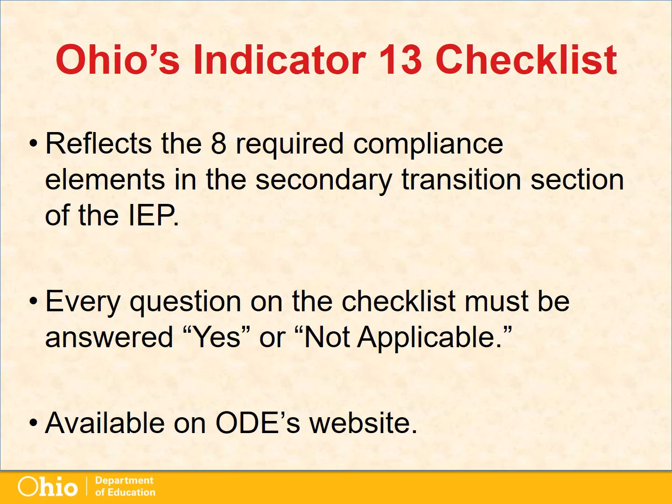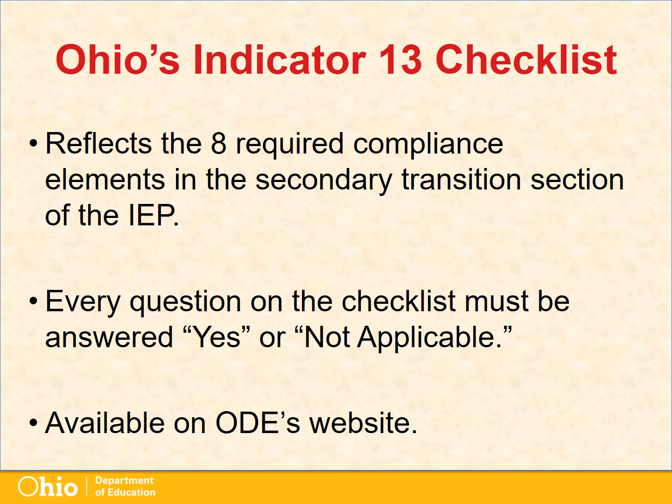The Individuals with Disabilities Education Improvement Act of 2004, IDEA, requires each state to evaluate the state's effort to implement the requirements of IDEA. Secondary transition requirements are monitored through Indicator 13, which measures the percentage of students who have an IEP that includes all of the elements of the secondary transition plan. School districts provide this information to ODE through the secondary transition element in the Education Management Information System, EMIS.